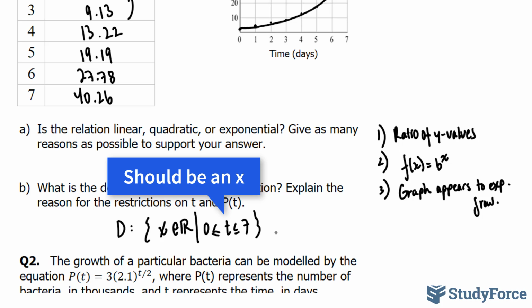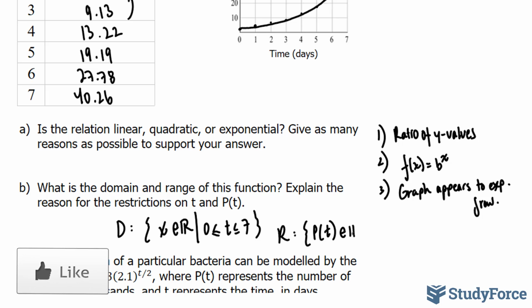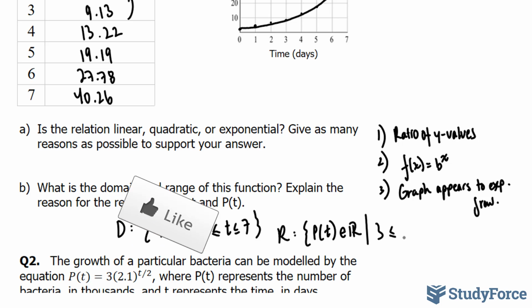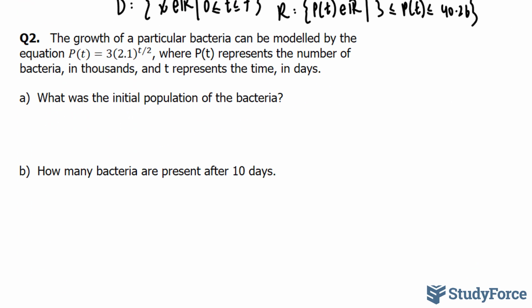And similarly for the range, we would start off with these curly brackets, and we won't use y here, we'll use p of t, which includes all real values between 3 and that last value we had was 40.26. So that answers questions A and B. Let's move on to 2.